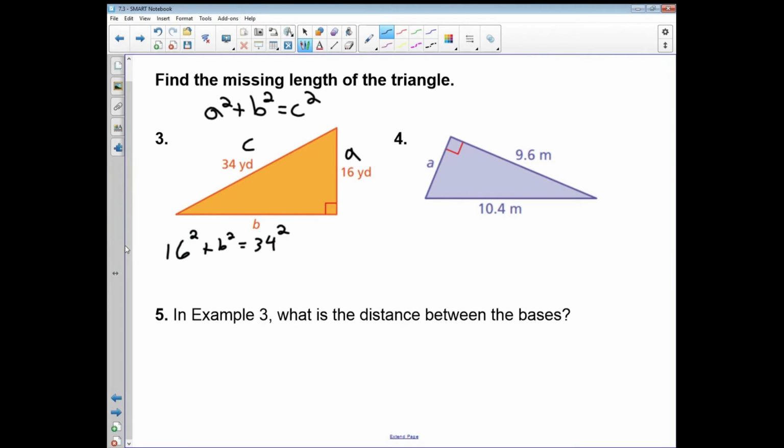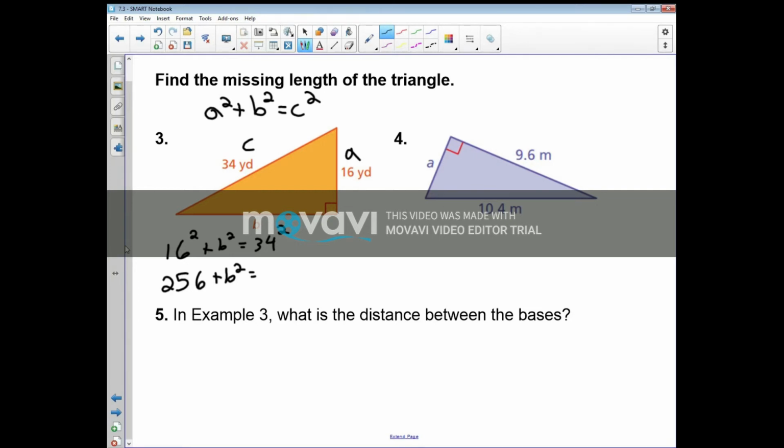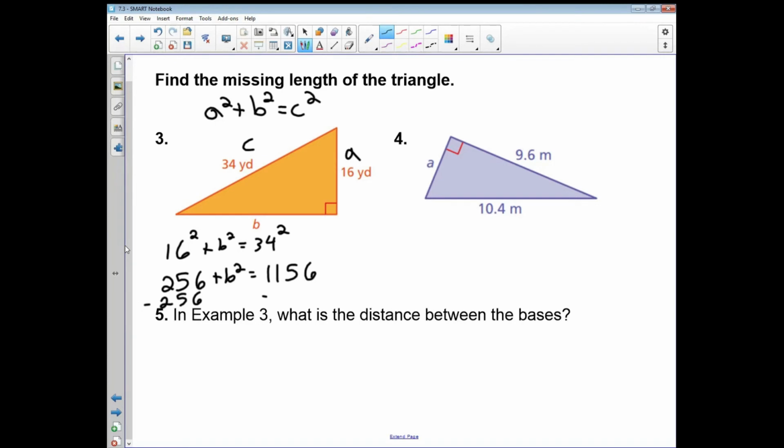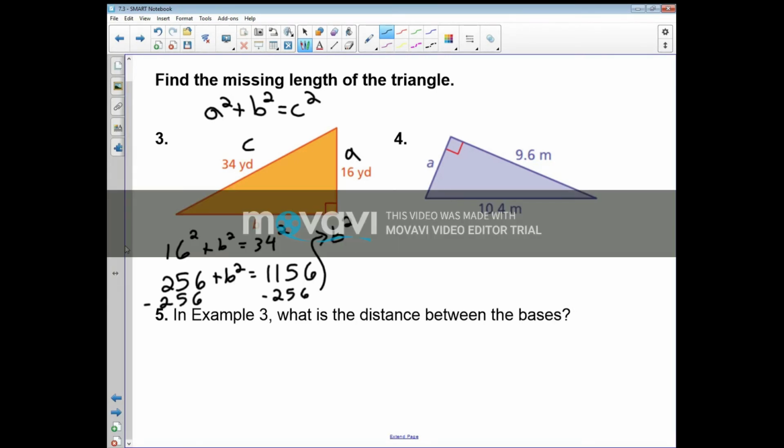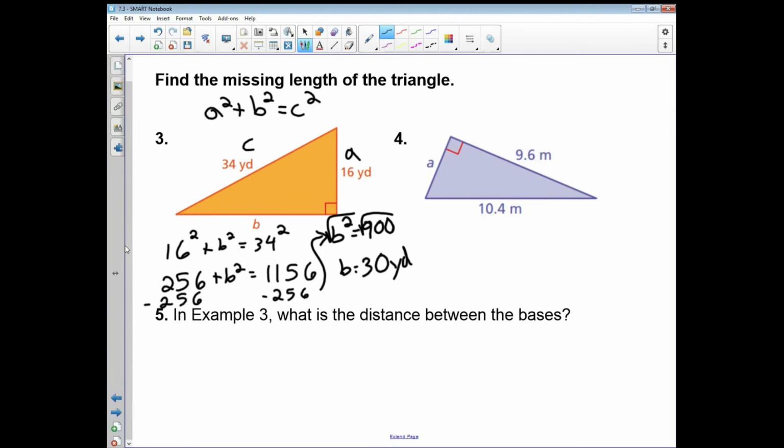And that's going to end up equaling 256. And then 34 squared is going to be 1,156. Okay. So again, solving for B. So then we're going to undo plus 256. So we'll subtract it. And we'll end up getting B squared. Actually, I'll write my stuff up here. B squared equals 900. And if we take the square root, we should end up getting B to equal 30 yards. Okay, so that's the answer to number 3.